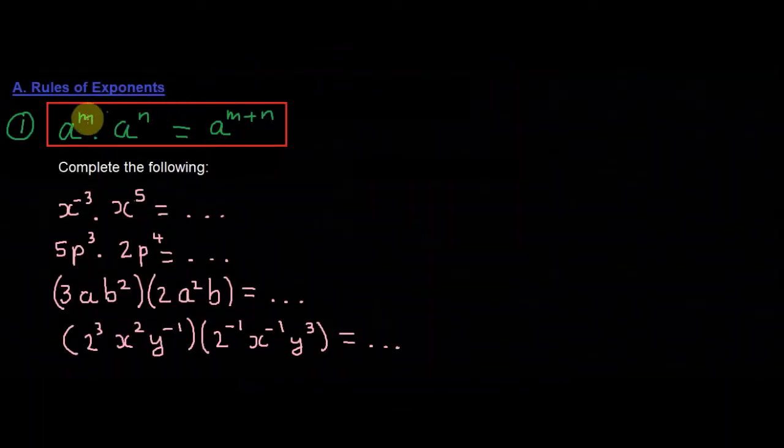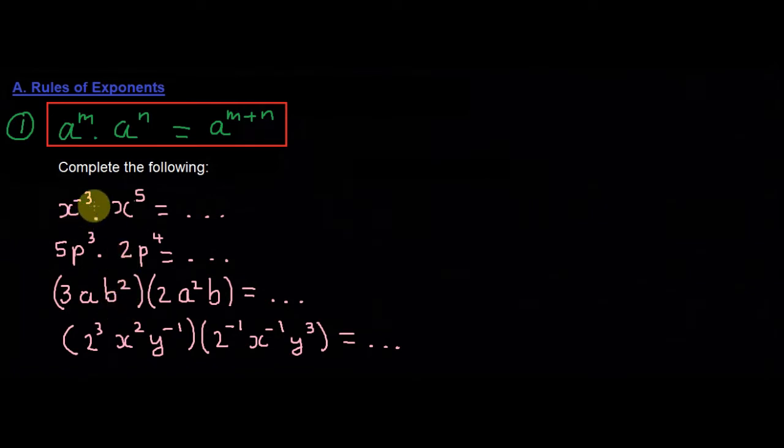We can start by just running through the basic rules of exponents again. The first rule, of course, says if we multiply two numbers that are the same, then we can add the powers. So a to the m times a to the n is a to the m plus n. Please pause here and complete the following before you look at the answers.